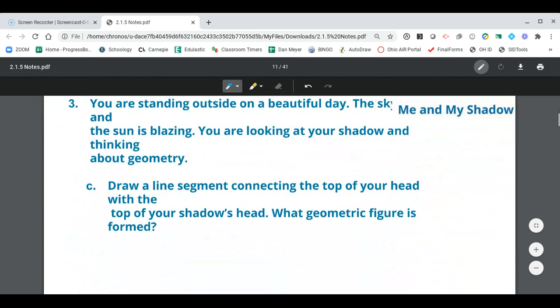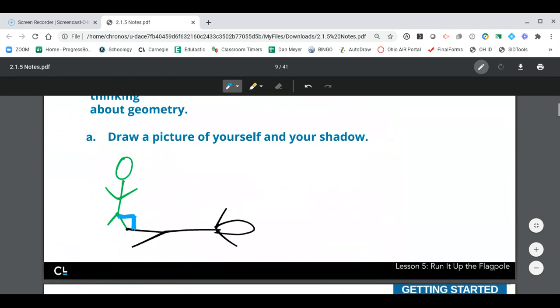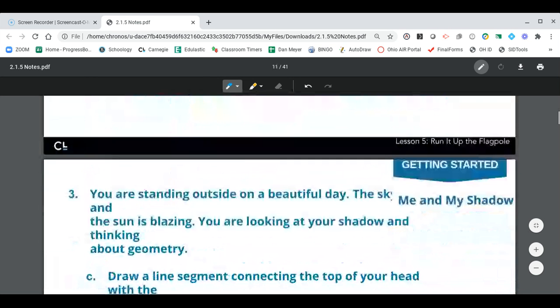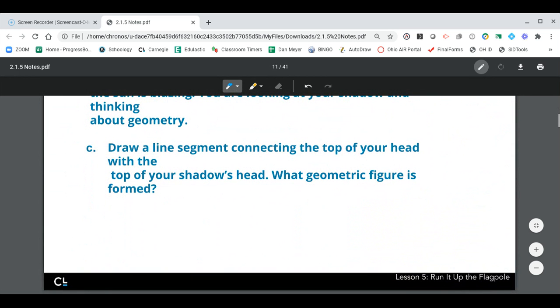Part C. Draw a line segment connecting the top of your head with the top of your shadow's head. What geometric figure is formed? Let's go back up. I'll use blue again from the top of my head to the top of my shadow's head. What geometric figure is created? Well, obviously this isn't elementary, so we're not asking you to know if that's a triangle, but more specifically, a right triangle is formed.